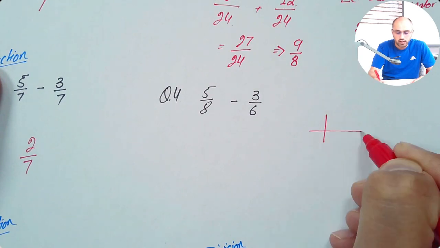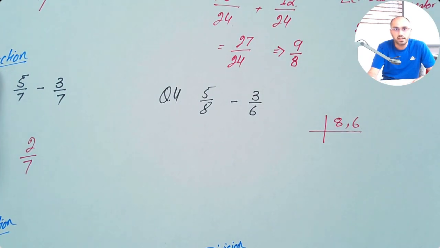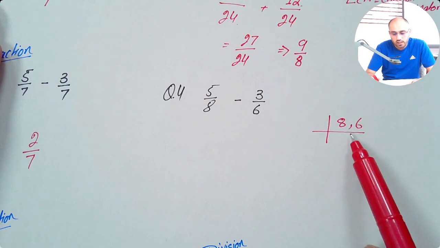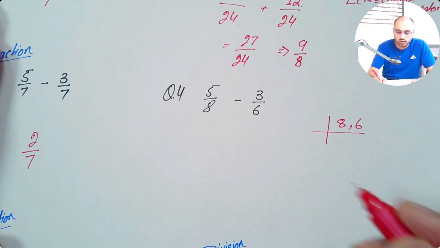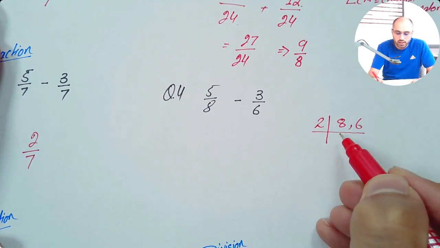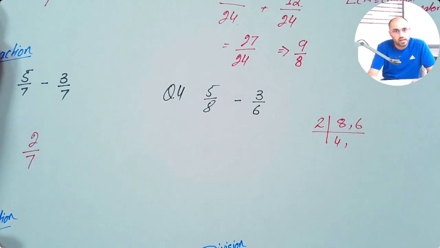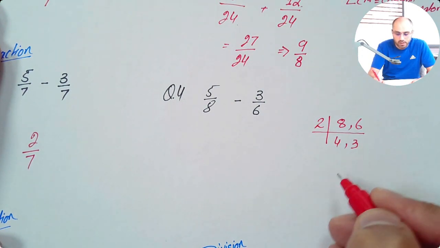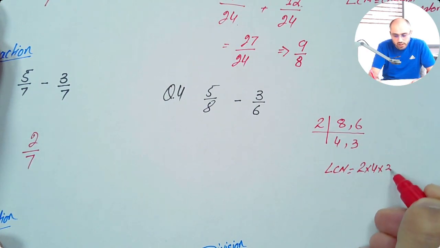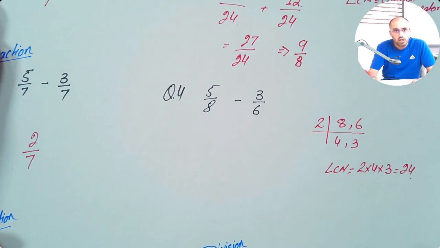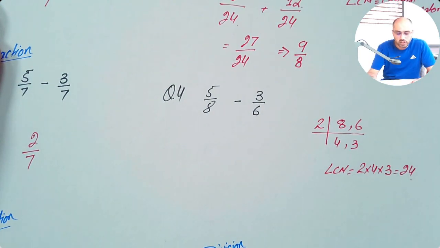I'll go ahead, write down 8 and 6 separated by commas. Ask yourself, can 8 and 6 be divided by a common number? In this case, yes, it can be, and that is 2. I'll divide them both by 2. So if I divide 8 by 2, I'll end up with 4. If I divide 6 by 2, I'll end up with 3. Now I know they don't go into any common number other than 1, so I'll stop. And my LCM, which is my common denominator, will be 2 times 4 times 3, which is equal to 20. I'll do exactly the same thing that I did on the previous question, which is question number 2 on adding fractions.